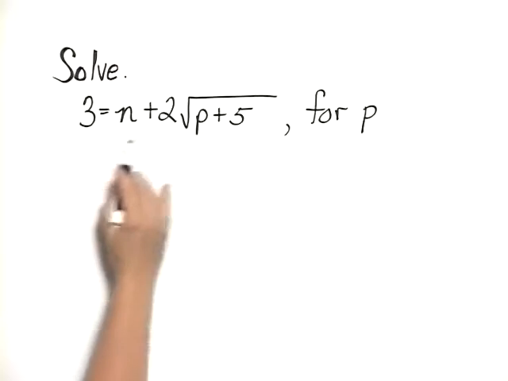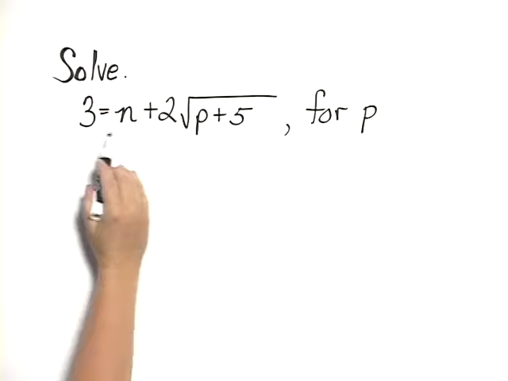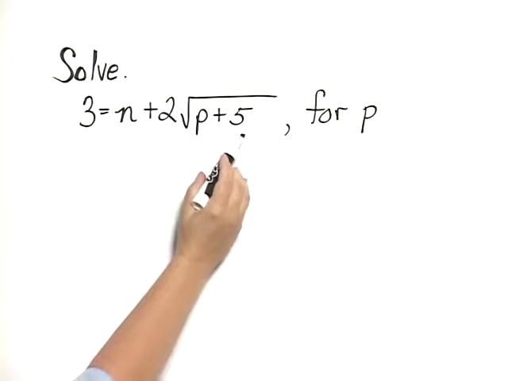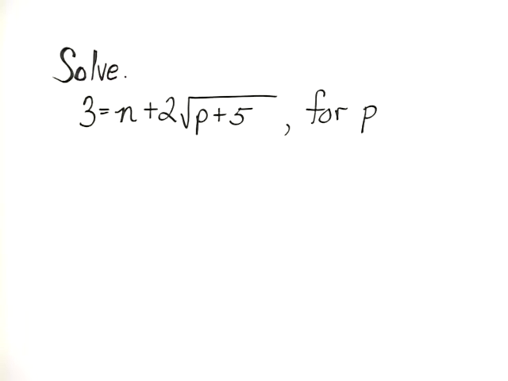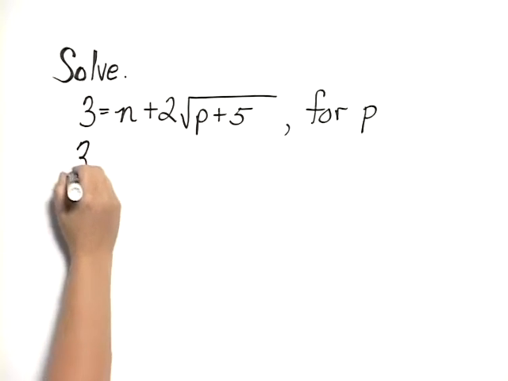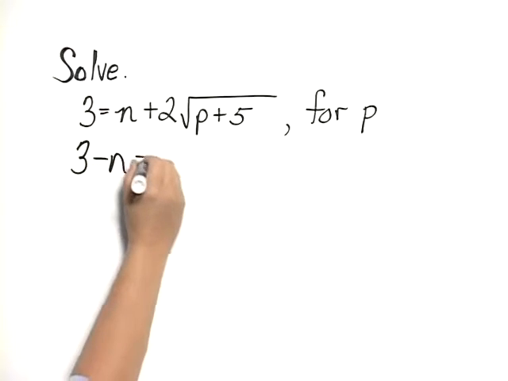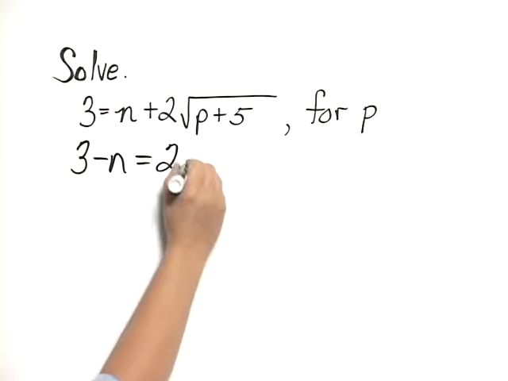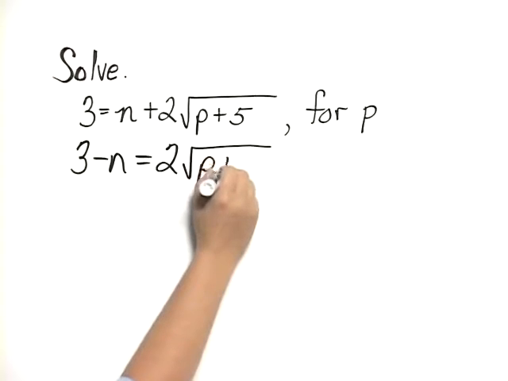When we're asked to solve for p, what this means is we need to take this equation here and work with it so p is on one side of the equation by itself. So let's start by subtracting n from both sides, and we have 3 minus n equals 2 times the square root of p plus 5.